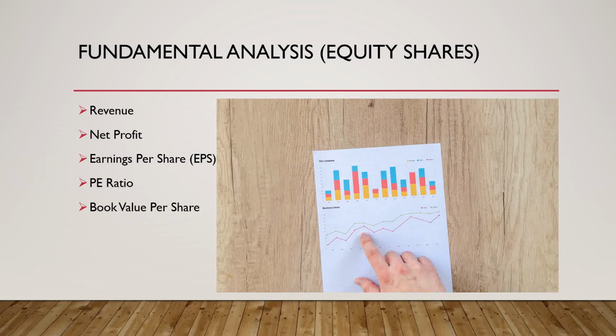Next one is book value per share. Book value per share is one way of assessing the value of a share. First, total book value or net asset value of a company is calculated. It is calculated by subtracting the liabilities of a company from its total assets. Then, the total book value is divided by the number of outstanding equity shares to arrive at the book value per share. It is better to invest in a company which has a higher book value per share.